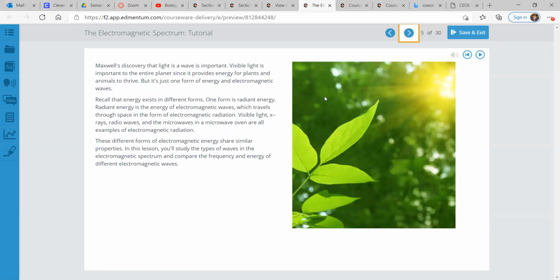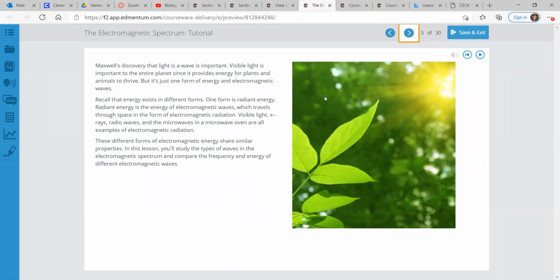His discovery that light is a wave is important. Visible light is important to the entire planet since it provides energy for plants and animals to thrive. But it's just one form of energy in electromagnetic waves. Recall that energy exists in different forms. One form is radiant energy. Radiant energy is the energy of electromagnetic waves, which travels through space in the form of electromagnetic radiation.